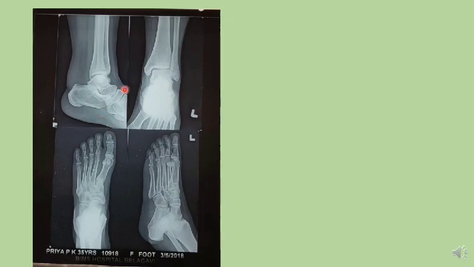Again, this is plain radiograph of left foot. This is AP view, this is oblique view, this is lateral view, this is again AP view, showing bones of lower leg, metatarsals and tarsals with phalanges.